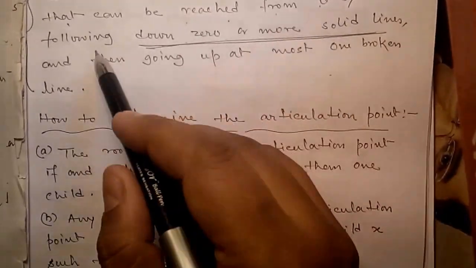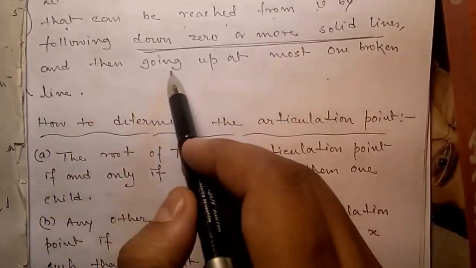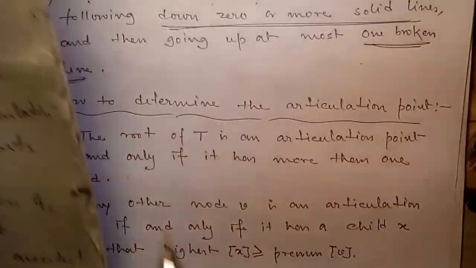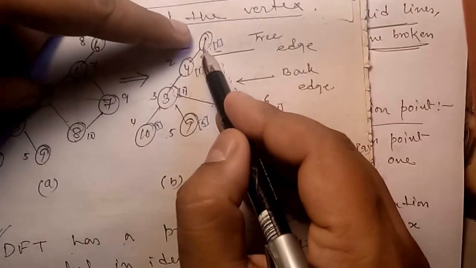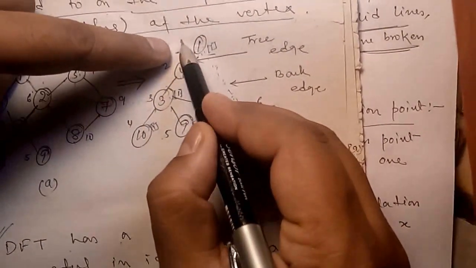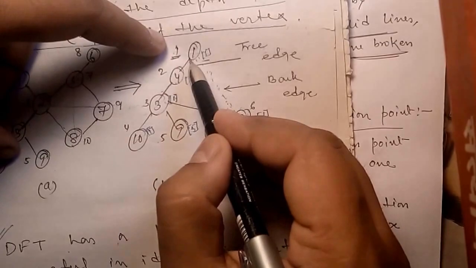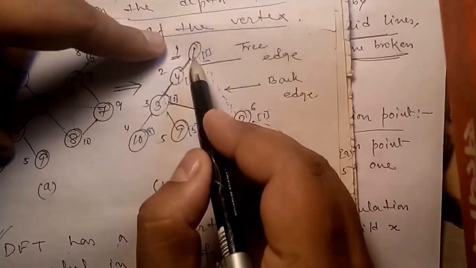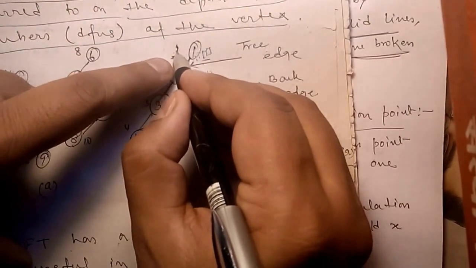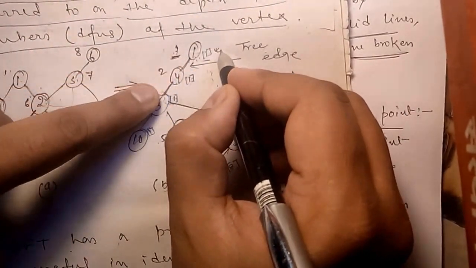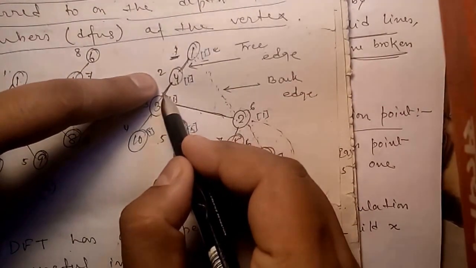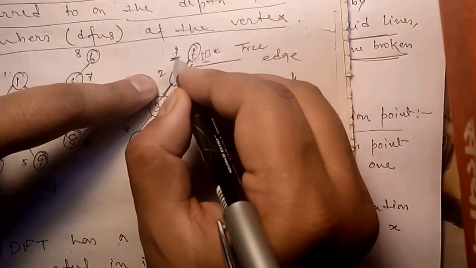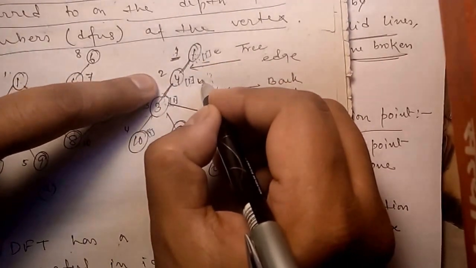Next, for each V, going down 0 or more solid lines and one broken line. Now for this particular one, the highest value is 1, prenum is 1. So going down 0 or more solid lines and 1 broken line, just see the prenum value 1, make it 1. For this particular value, going down, going back, here the highest value is 1, its prenum value is 1, that's why it is 1.